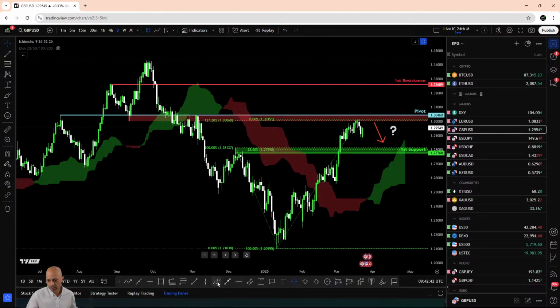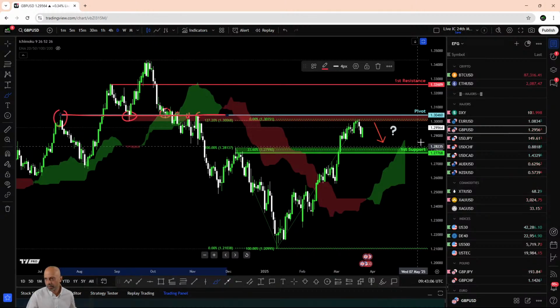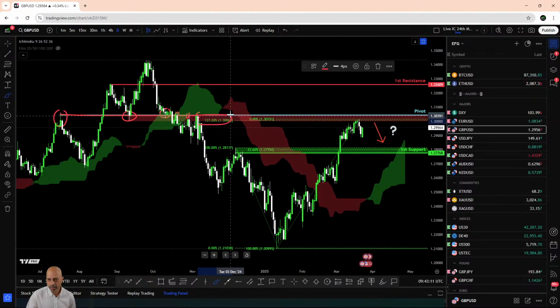This is a strong overlap resistance which previously functioned as a swing high resistance in mid-July of last year, then as a strong swing low support in mid-September, and as support again in October. After breaking lower, it functioned as resistance in the third week of October, and then as resistance at the end of October and early November as well. So this creates a very significant overlap level at 1.3046, which we have identified as the pivot, and it is accompanied by a Fibonacci extension at 127%.